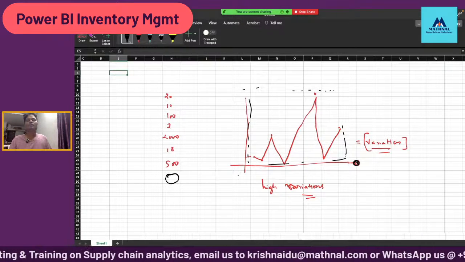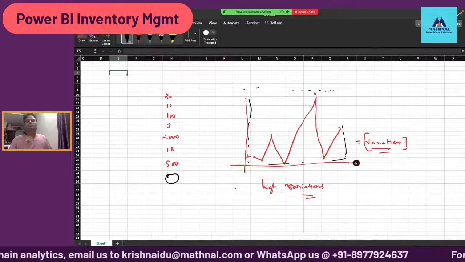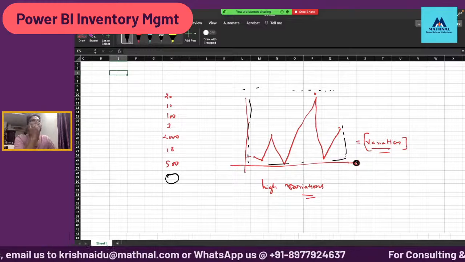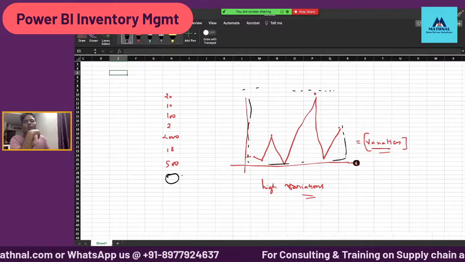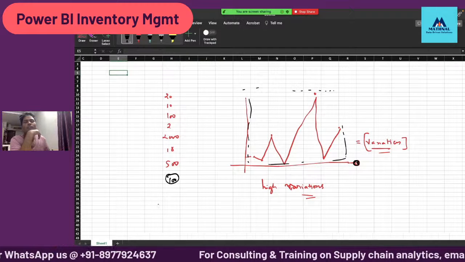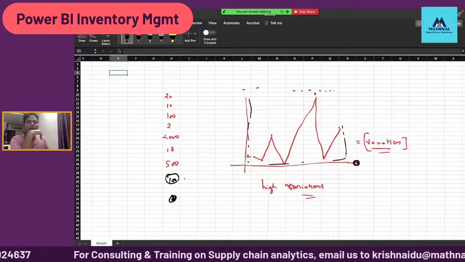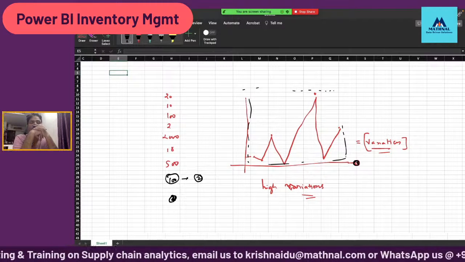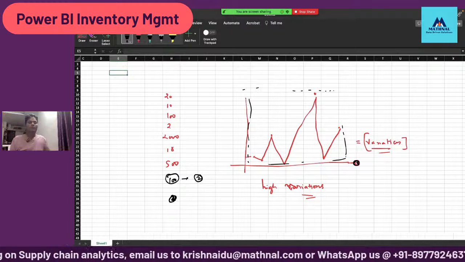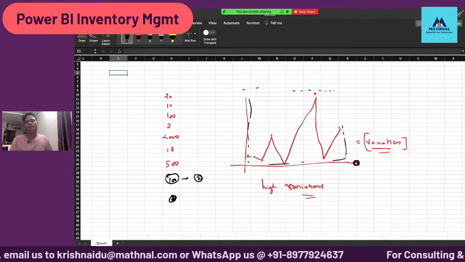There is a trend we are following, upper and lower. We may go for 100, but it can be 2 also. We are predicting 100, but it can be 2 also. So when we have high variation, the prediction becomes tougher.